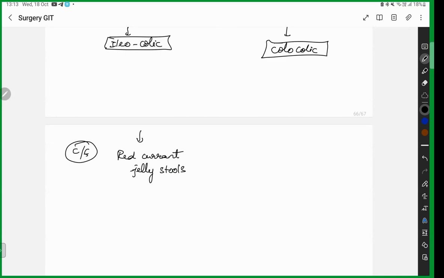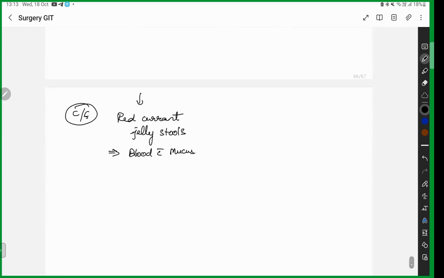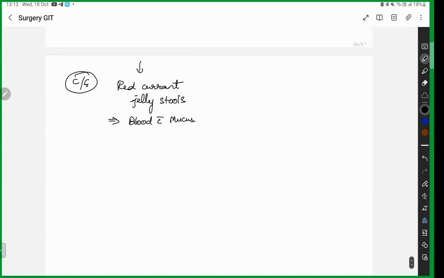What is red currant jelly stool? This is blood mixed with mucus. And there is going to be a sign of Dance. What is the sign of Dance? Just draw your abdomen like this. This particular place is going to be an empty place.